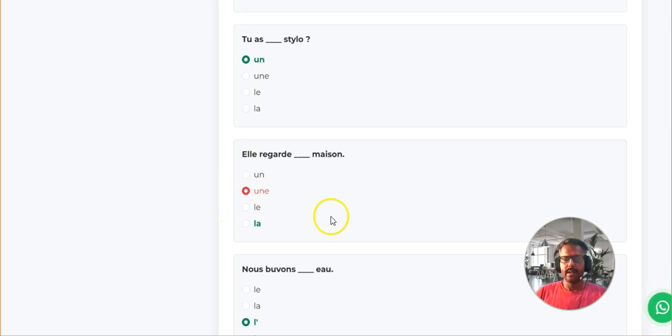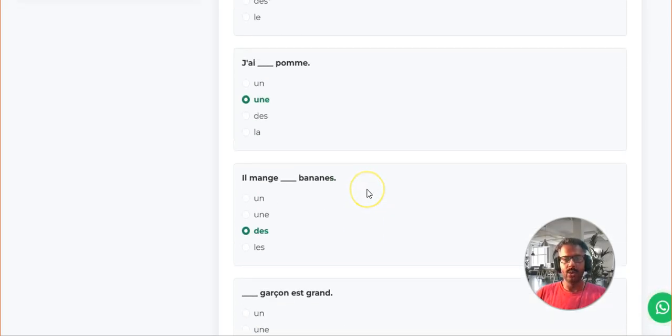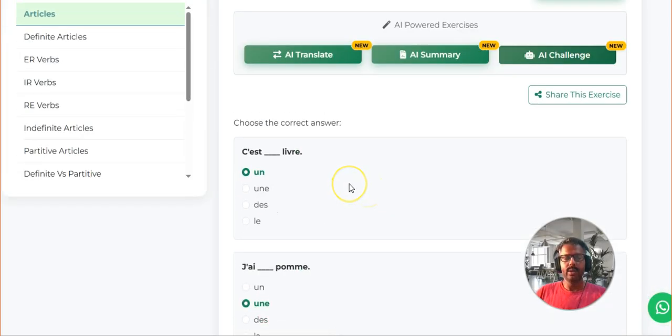Okay, the basic thing, once again I repeat: we use definite articles le, la, les for things where we know the possessor, and we use indefinite articles un, une, des for those things where we don't know the possessor.